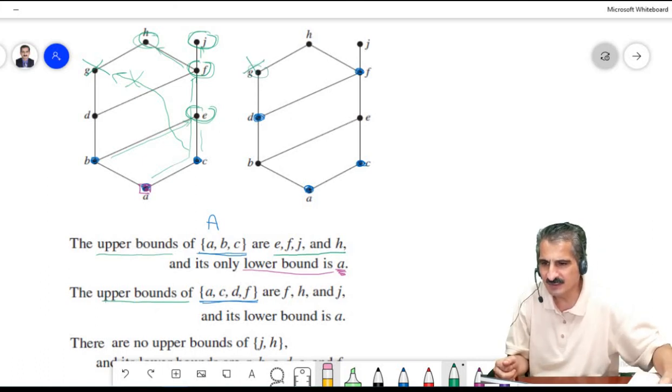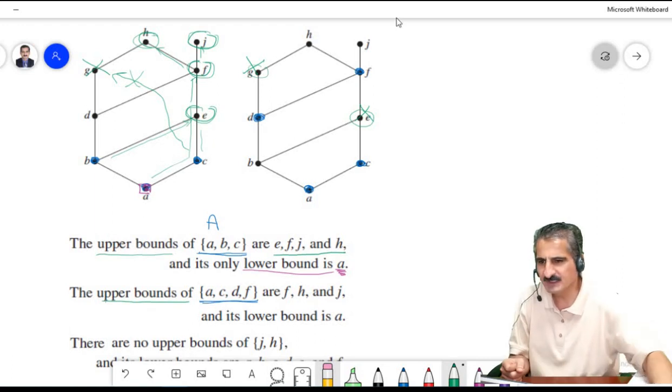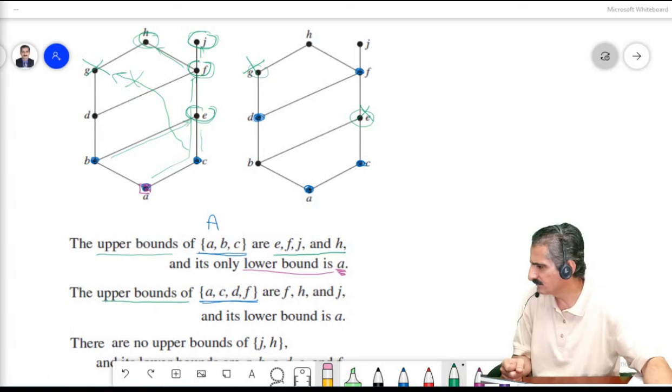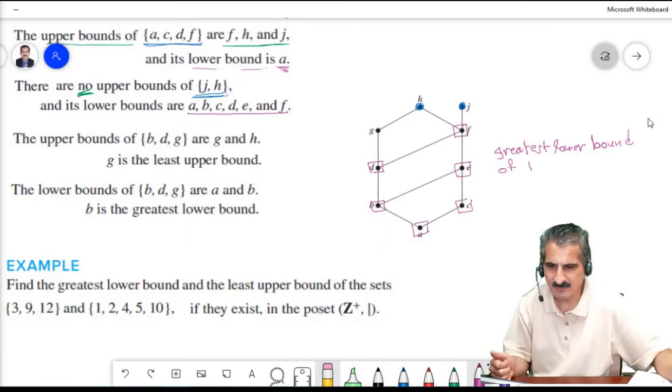Okay, can I take E? It is greater than A and C, but it is not greater than F. I cannot take E. Can I take G and H? These are the upper bounds of the set, G and H.